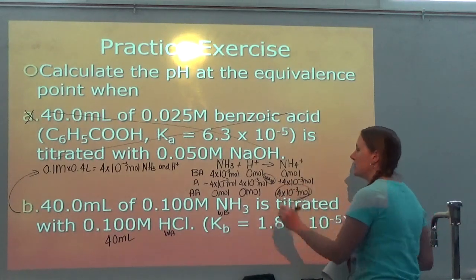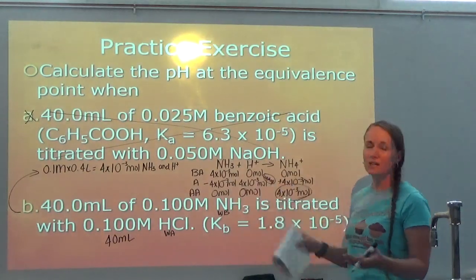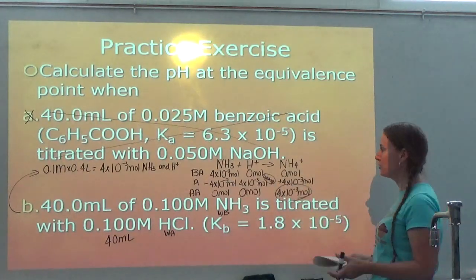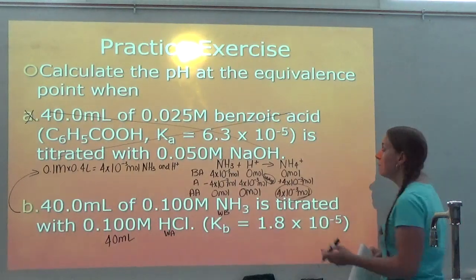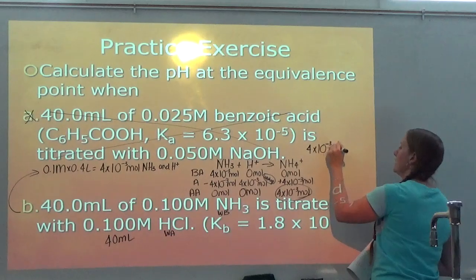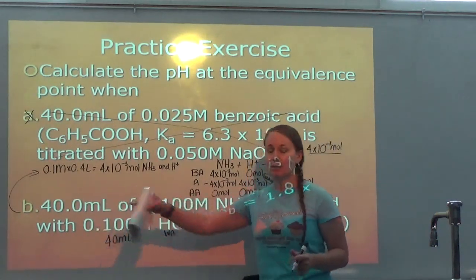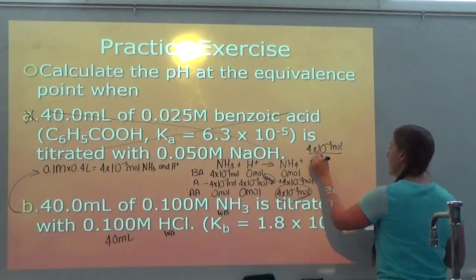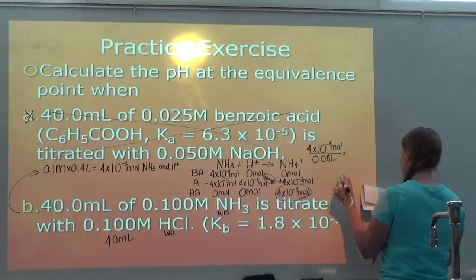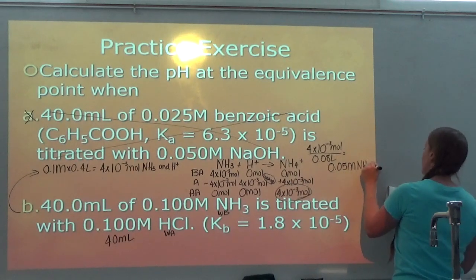All right, unfortunately, again, I don't have weak base and conjugate acid, so I can't use Henderson-Hasselbalch. So I've got to set up an ICE chart. But remember, for an ICE chart, we need molarity, not moles. So I do my 4 times 10 to the negative 3 moles, and I divide by the total volume. Notice I did 40 and 40, so that's of course 80, which is 0.08 liters. And so I ended up getting 0.05 molar NH4 plus.